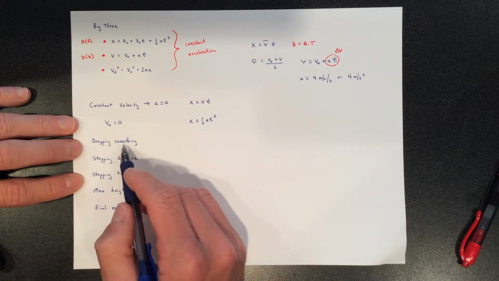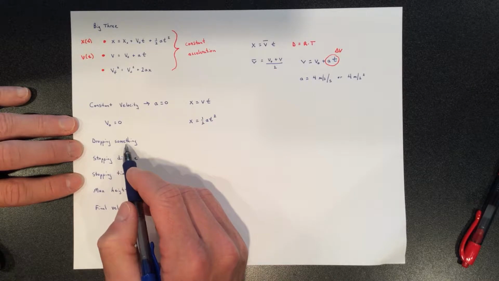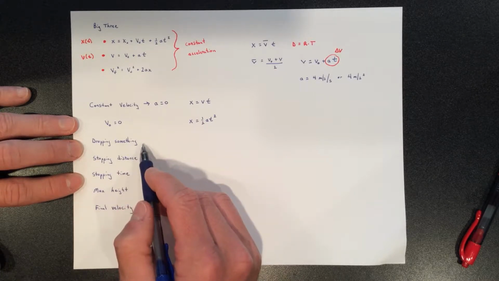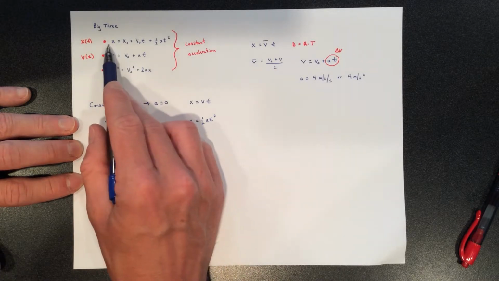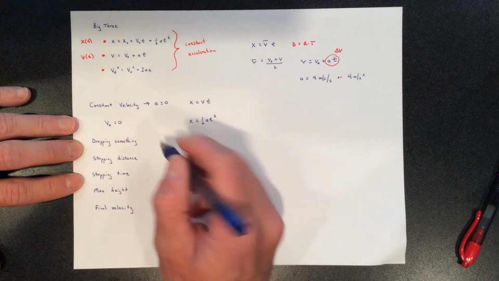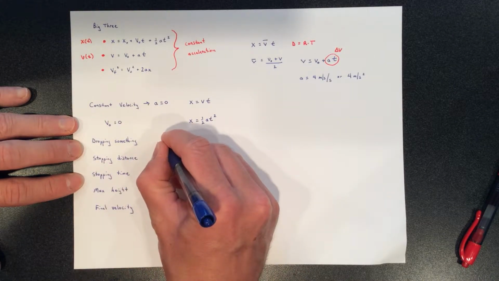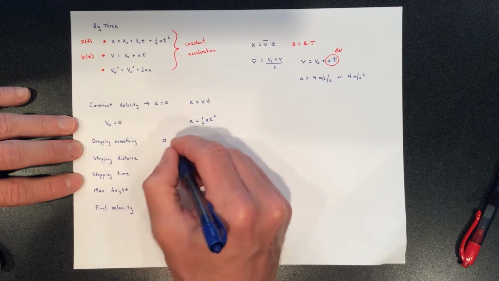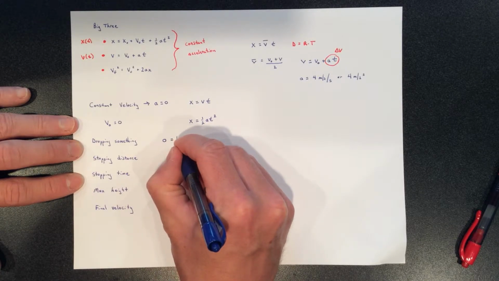Okay? Well, what if we drop something? Well, if we drop something from a certain height and we want it to fall all the way to the ground, then we're still just using this equation. If we want to drop something and have it hit the ground, we're going to have a final position of 0. We're going to drop it from a certain height.